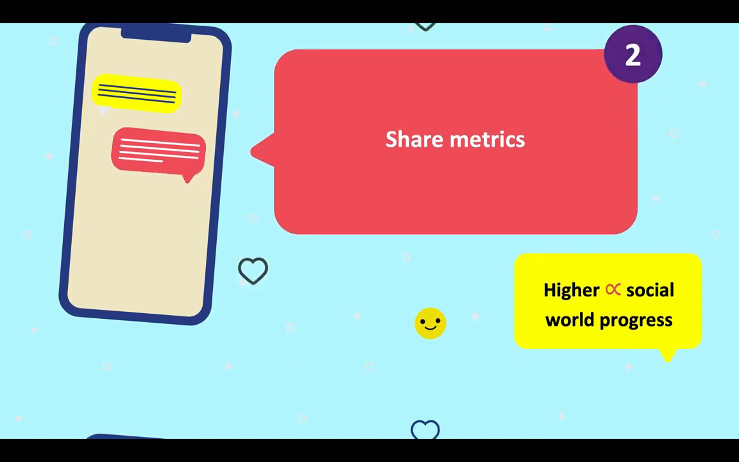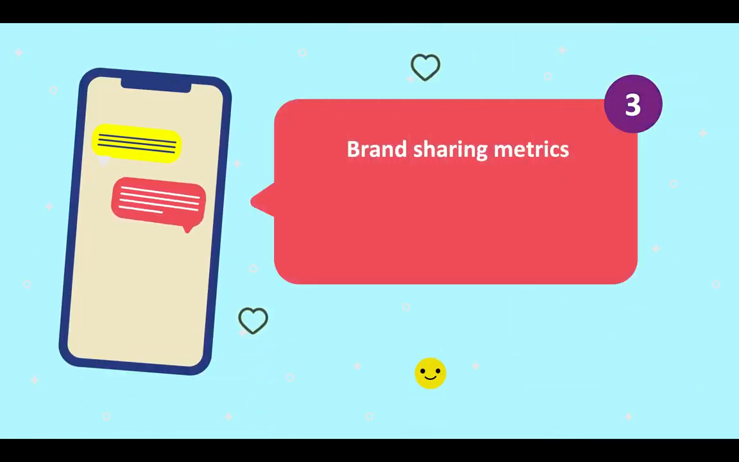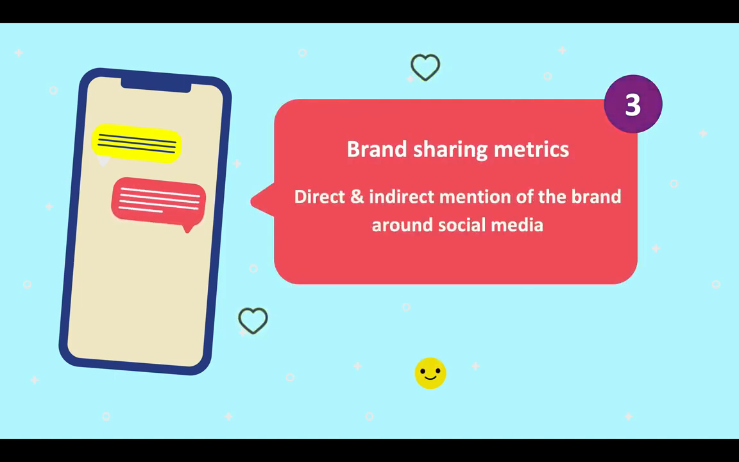Along with post sharing, you can also keep an eye out for brand sharing by checking for the metric assessing the direct and indirect mentions of your brand around the social media. Just like the shares, higher numbers of this metric also indicate higher publicity.